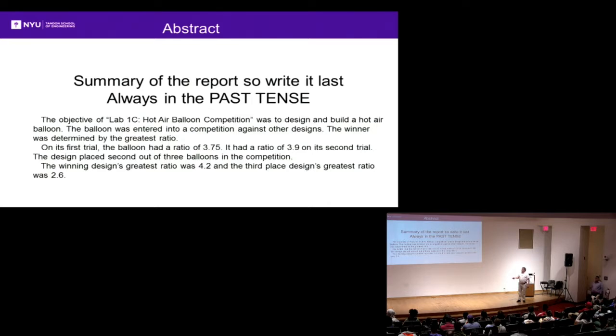The second paragraph is how the hot air balloon that is the subject of this report performed on its 2 trials and how it placed out of the 3 balloons in the competition. Then it gives you the greatest ratios for the first place hot air balloon and the second place hot air balloon.